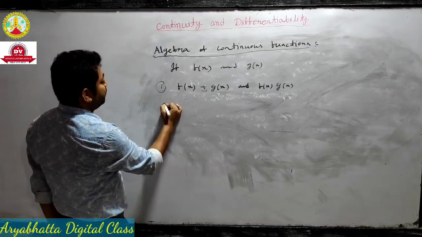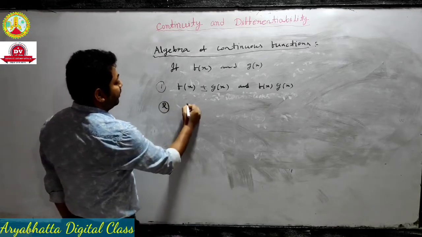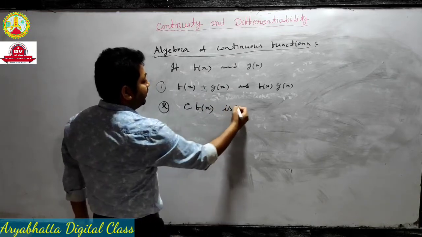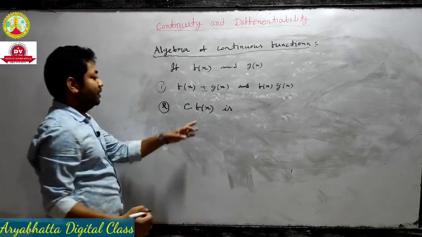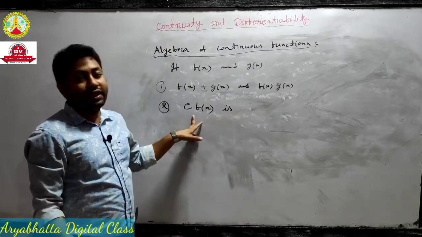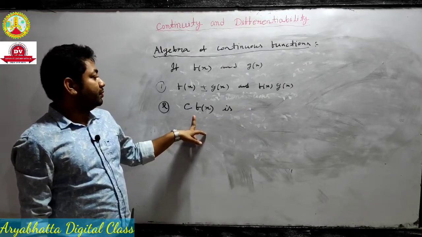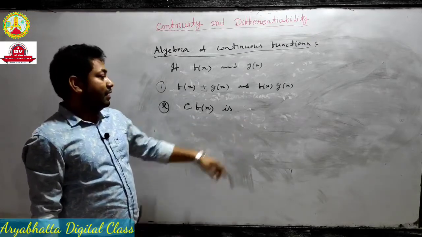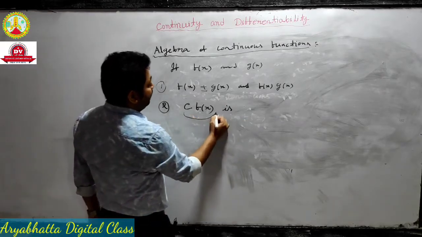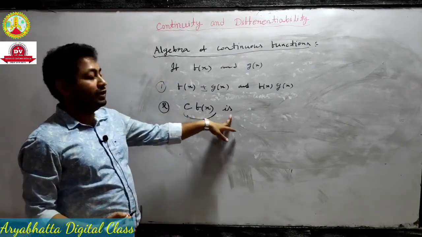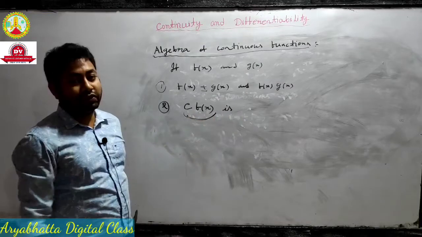Number 2, c into f of x is a continuous function where c is a constant. If we multiply a constant by a continuous function, then the resulting function is also continuous. That is, c into f of x is a continuous function where c is a constant.